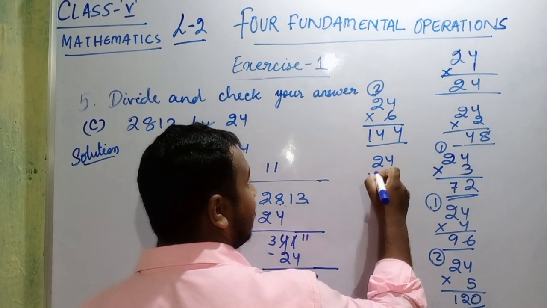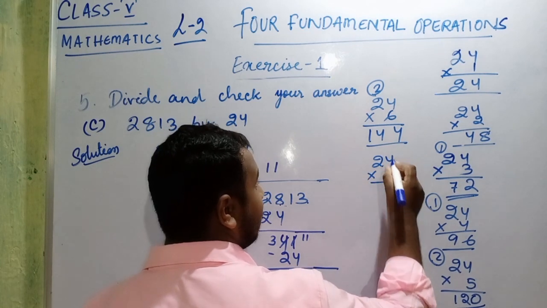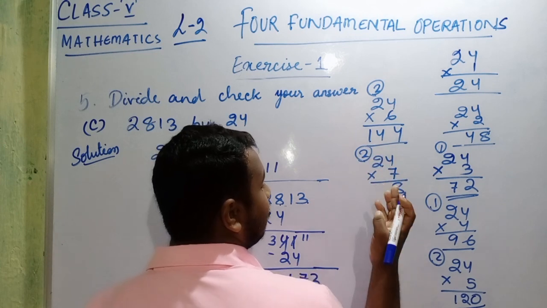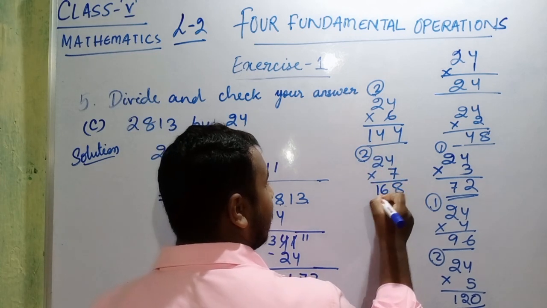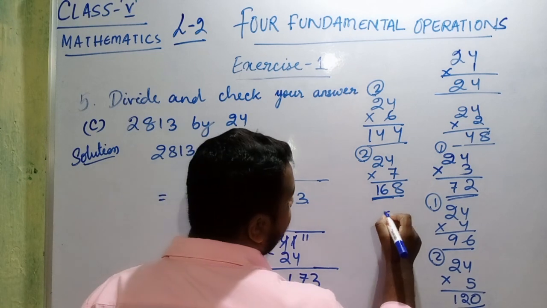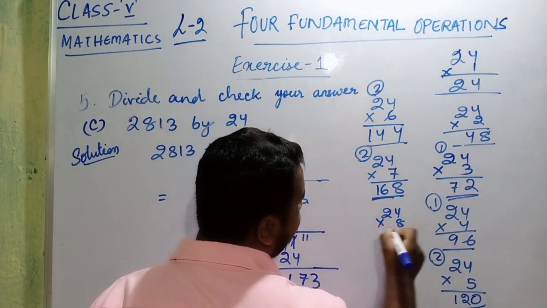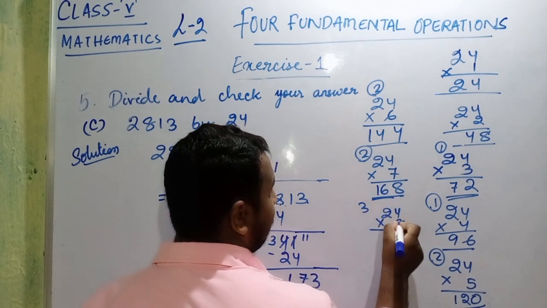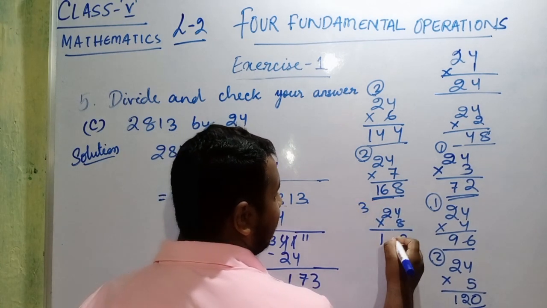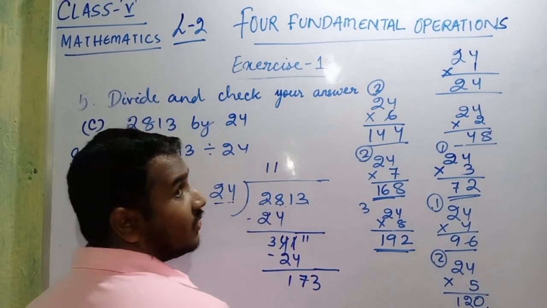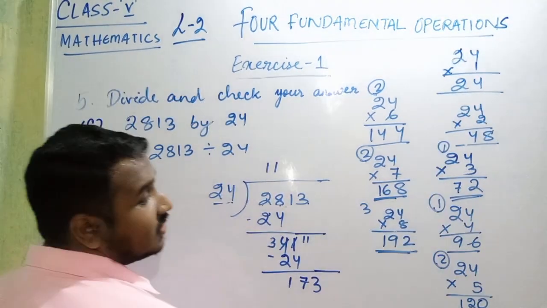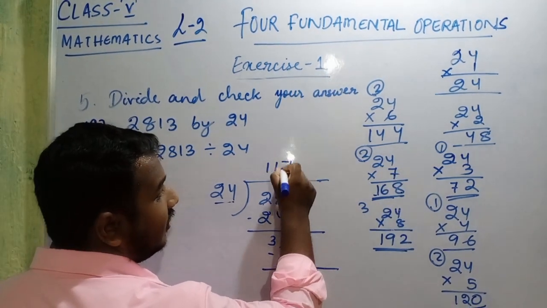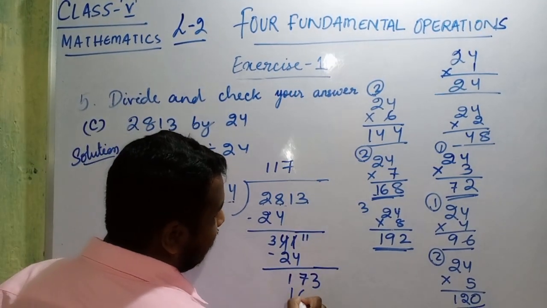So 24 into 7, 7 4s are 28, 2 7s are 14 plus 2, 16, 168. Yes, one more we need. Now 24 into 8, 8 4s are 32, 2 8s are 16, 16 plus 3, 19. Now see here, 192 is the bigger number. What is the smaller number before it? 168. You will take here 7 and you will put here 168.